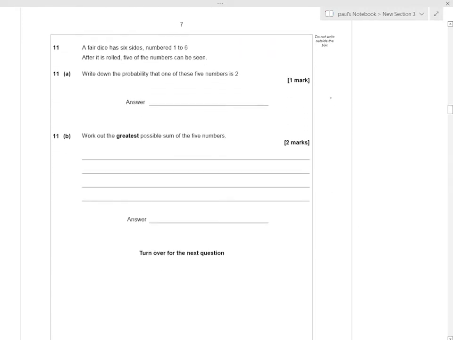Now, fair dice. So let's draw a fair dice over here. This is a fair dice. Now, when it's on the table, you can see 5 sides. Right? 5 of the numbers can be seen. Yeah, 1, 2, 3, sort of thing. Write down the probability that one of these numbers is 2. So you've got 5 chances that you can see a 2 out of 6.